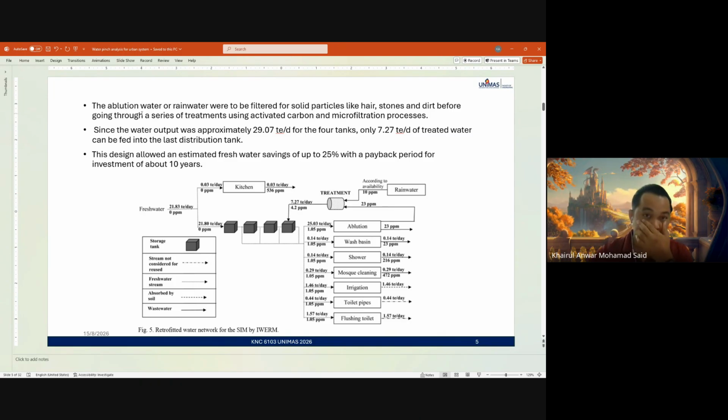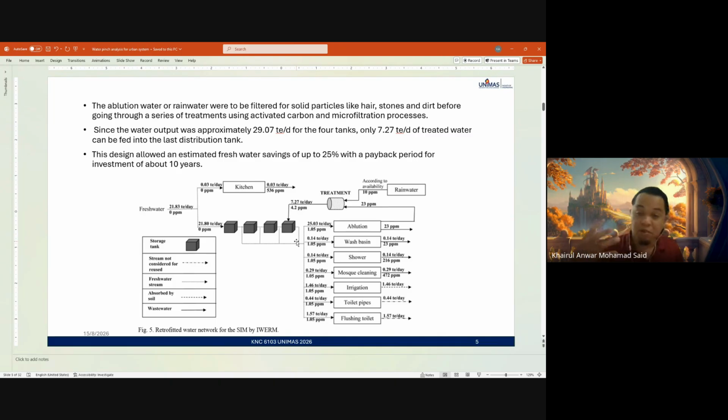So the ablution water or rainwater is to be filtered for solid particles, like we said before, going through a series of treatment using activated carbon and microfiltration processes. This is a retrofitting designed by IEWRM, referred to as the Institute of Environmental Water Resource Management, UTM.